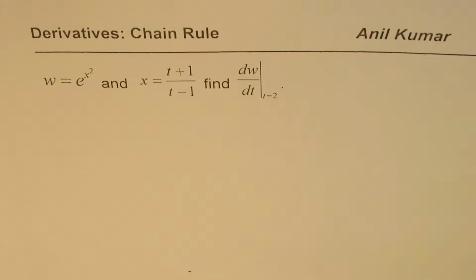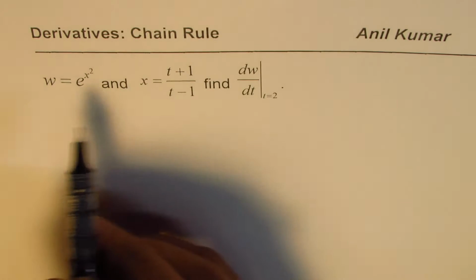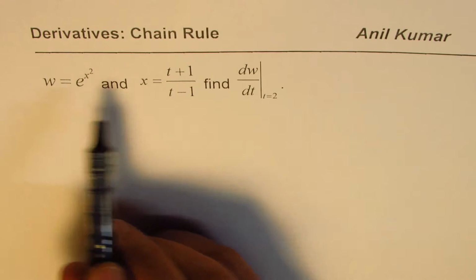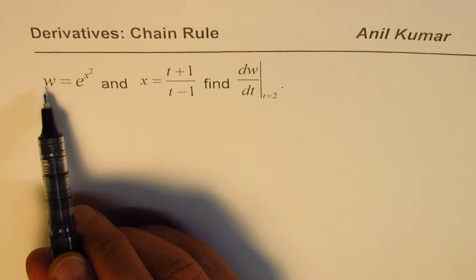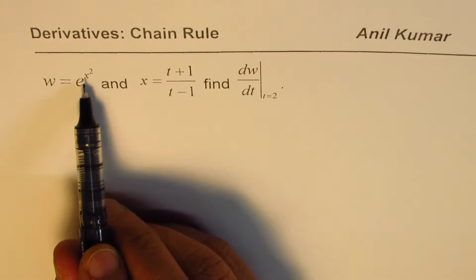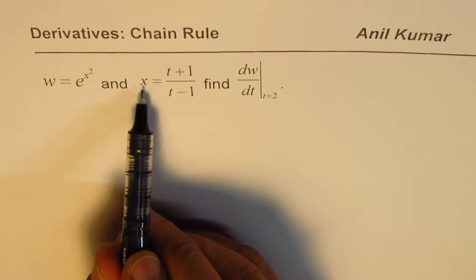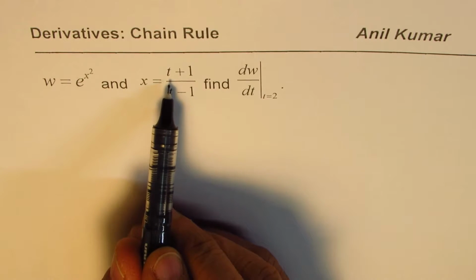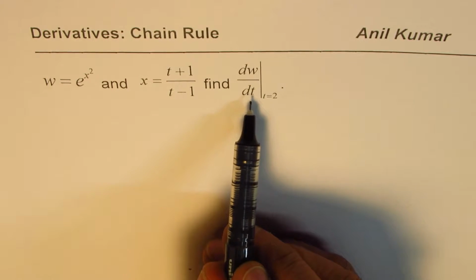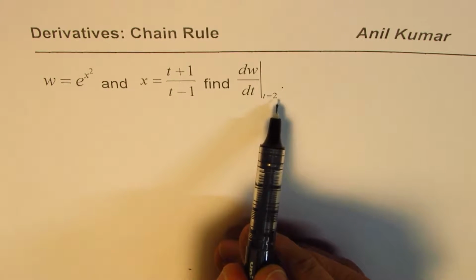While I provide you with the solution, I'll also explain a few concepts which will help you understand how to solve similar questions where the chain rule will be applied. In this particular question, we are given two functions. One is w, which is a function of x. The other one is x, which is a function of t. We need to find dw/dt when t equals 2.